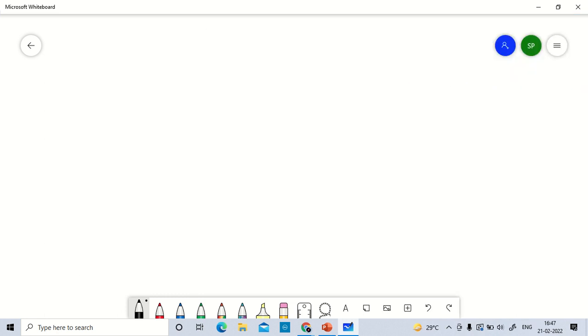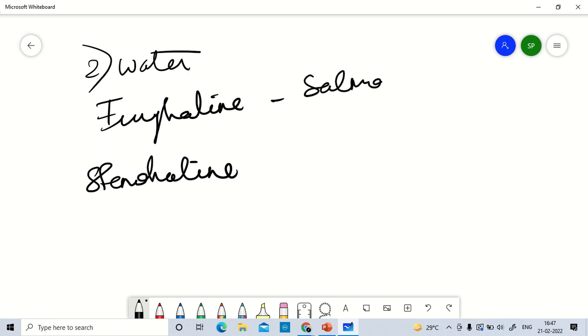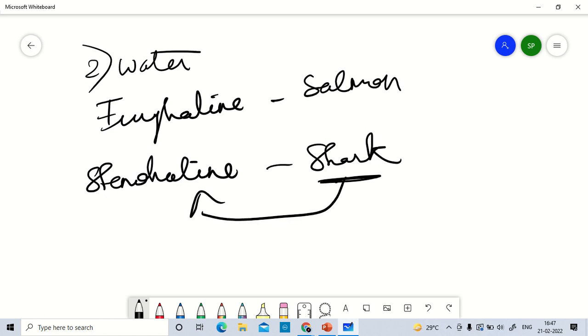So another abiotic factor is water: euryhaline, stenohaline. You can say salmon fish here, and here you can say shark. Sharks are stenohaline. They can only survive in a very narrow range of salinity.